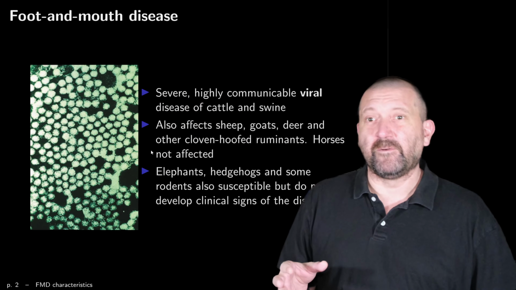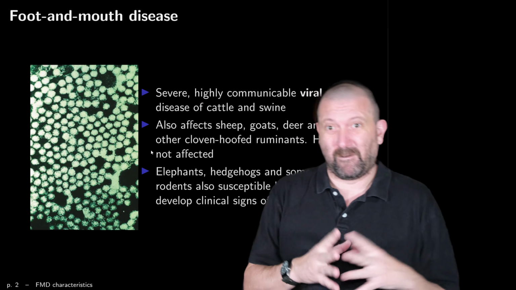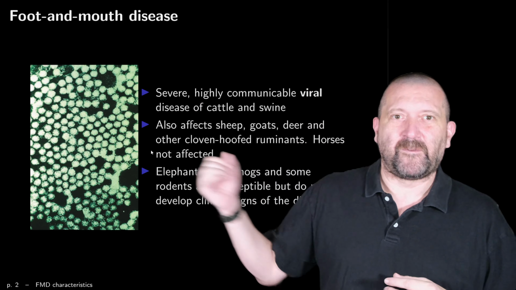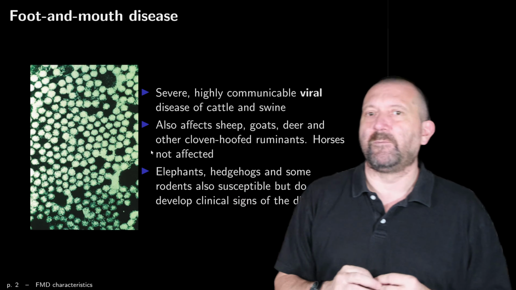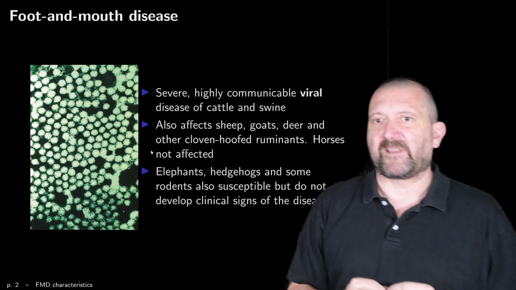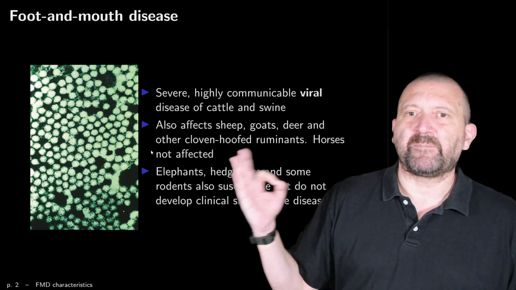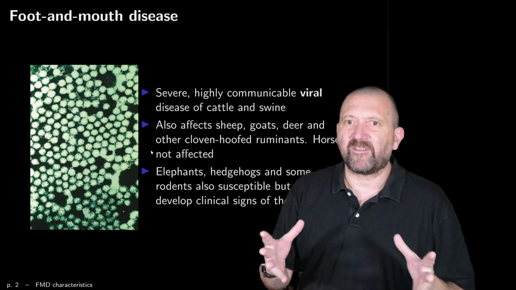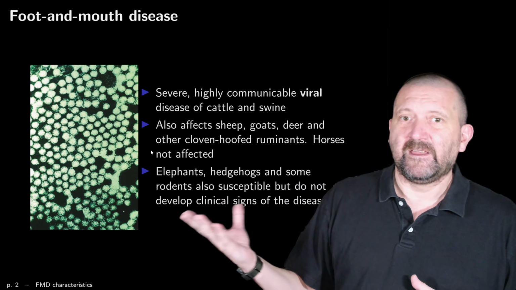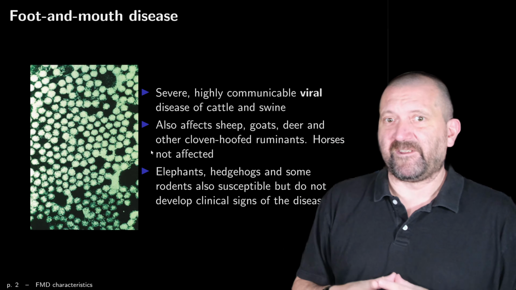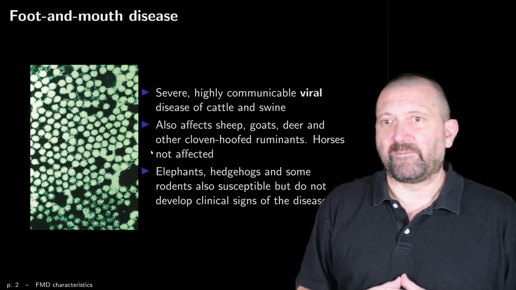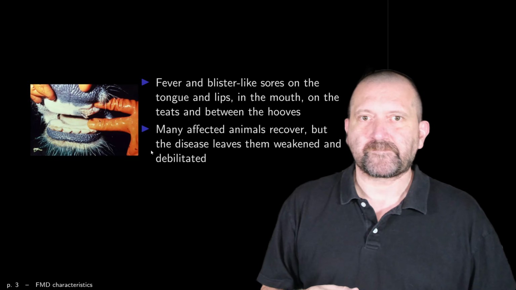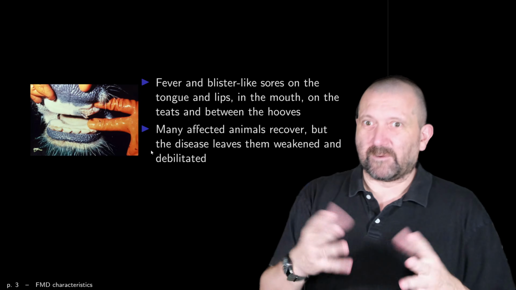So the brief overview is actually what I gave in the earlier lecture. I remind you that foot and mouth disease is a severe, highly communicable viral disease of cattle and swine. It affects sheep, goats, deer, and other cloven-hoofed ruminants. Horses are not affected. Some other species are susceptible, but they don't seem to develop clinical signs of the disease. And we'll come back to that in a second.